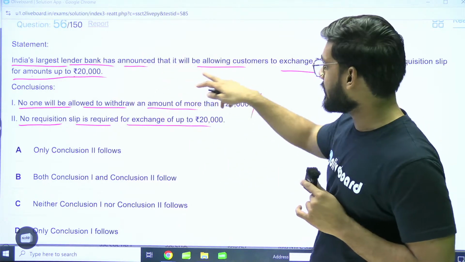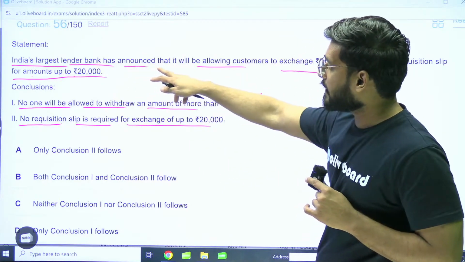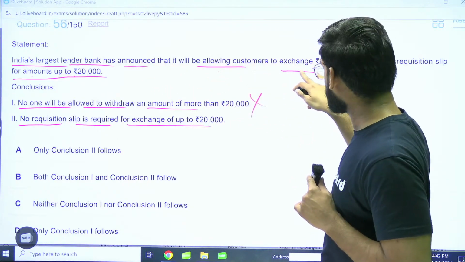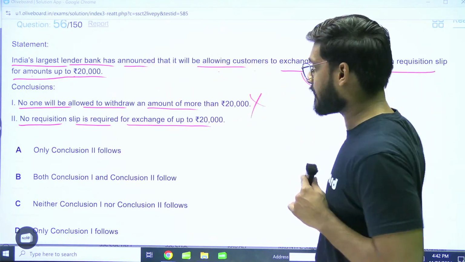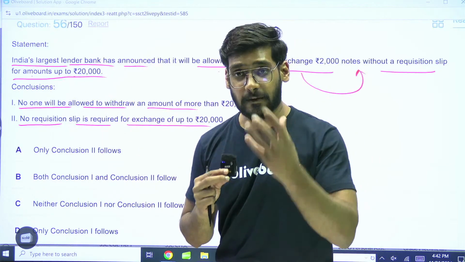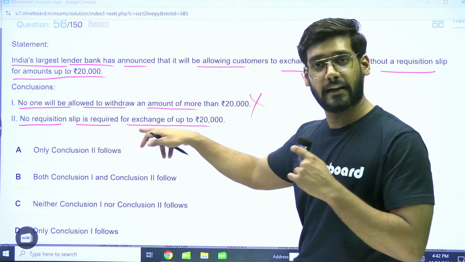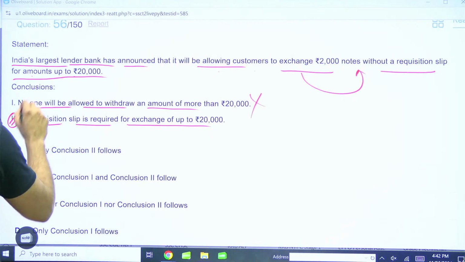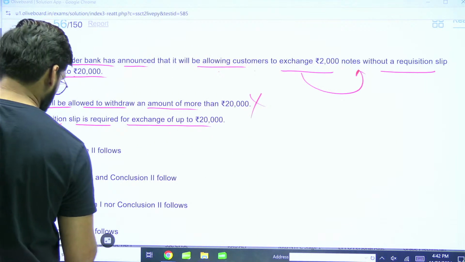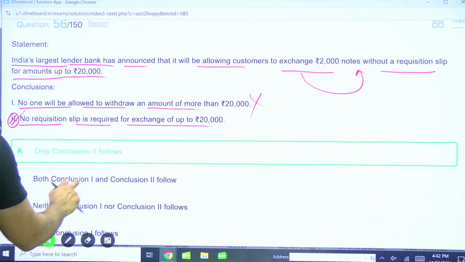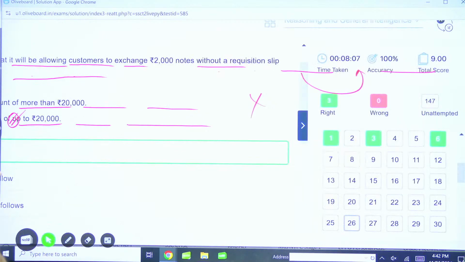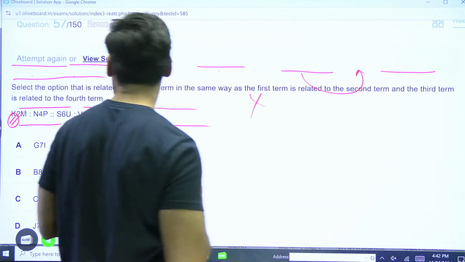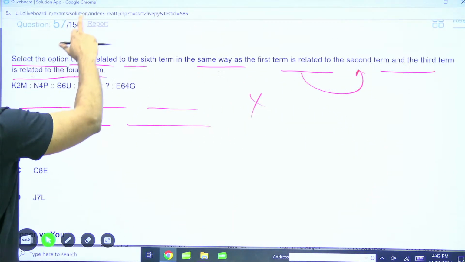Because the statement says that India's largest lender bank will allow customers to exchange notes without a requisition slip for amounts up to 20,000. This is simply said, and the same thing has been repeated in conclusion 2. So conclusion 2 should be the right one. Let's mark conclusion 2, that is option A. Option A is the right answer. Now, the 27th question on our screen.